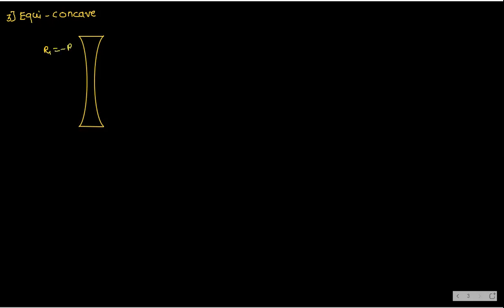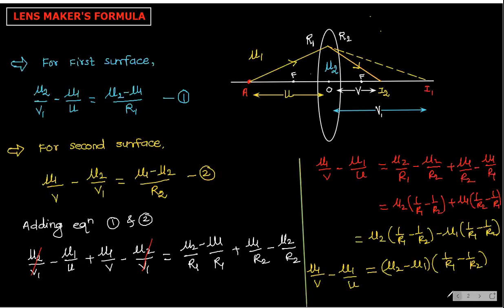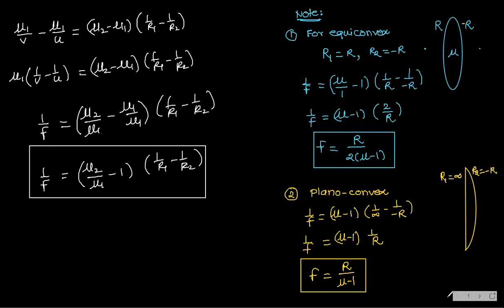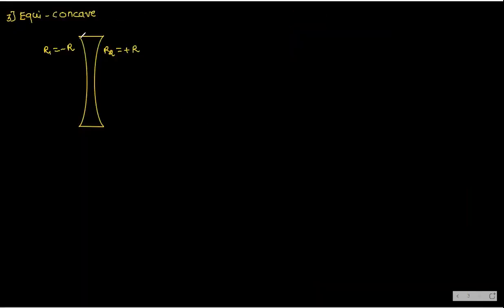R1 is equal to minus R, and R2 is equal to plus R. Now let's substitute. You want the previous page? One minute, I'm showing. Okay, right. So see now, equiconcave, R1 is equal to minus R, R2 is equal to plus R.